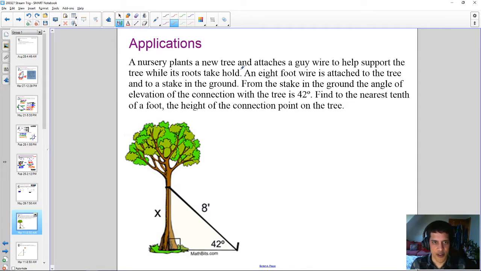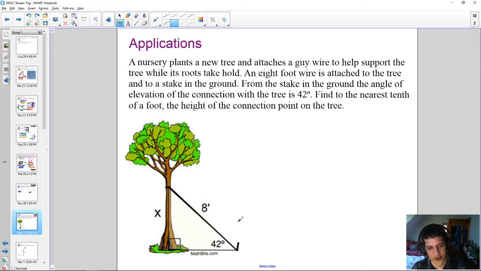It says a nursery plants a new tree and attaches a guy wire to help support the tree while its roots take hold. That's pretty common. I think I see those on trees around the city a lot. An 8-foot wire is attached to the tree and to a stake in the ground. From the stake in the ground, the angle of elevation of the connection with the tree is 42 degrees. Find, to the nearest tenth of a foot, the height of the connection point on the tree. Okay, cool. That makes sense.